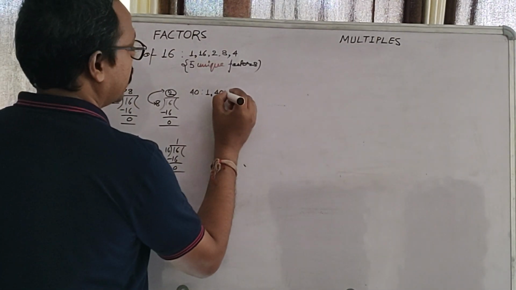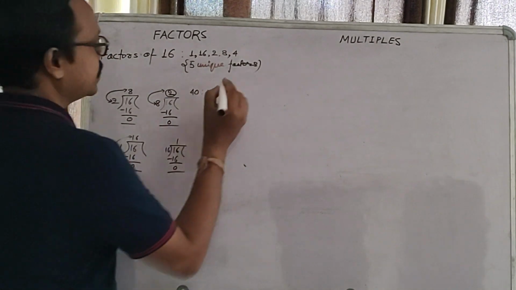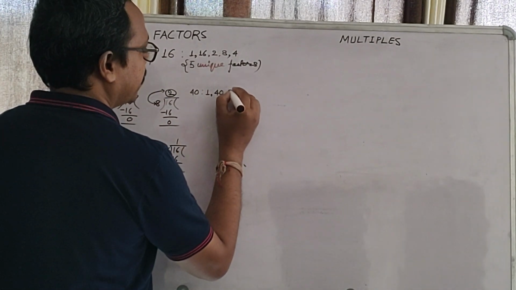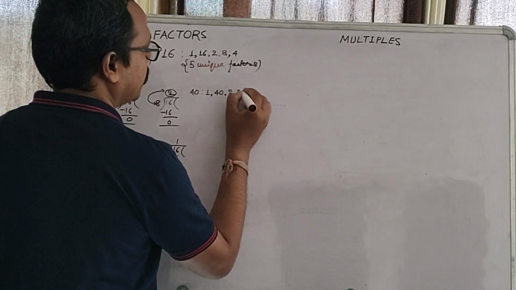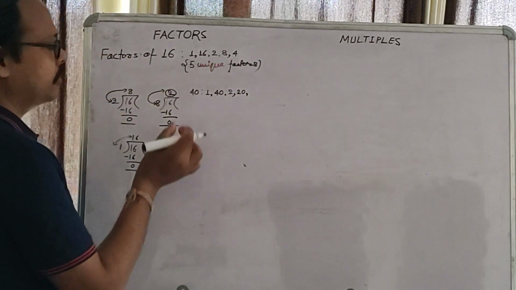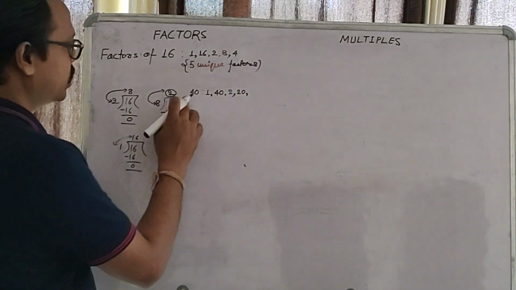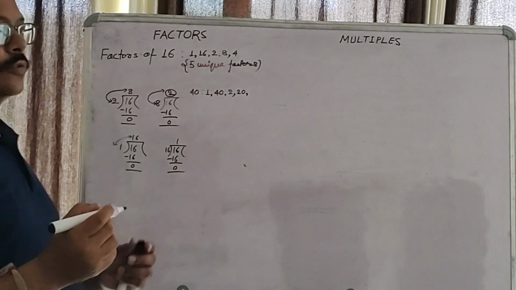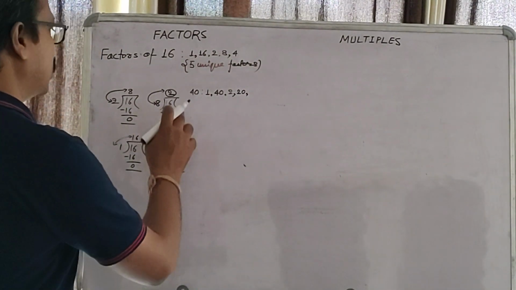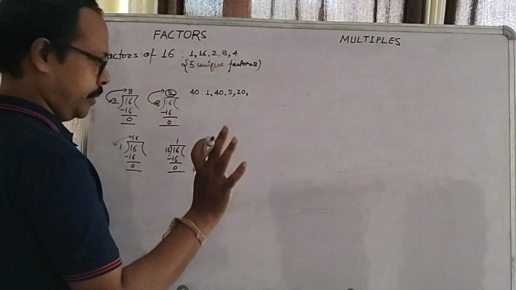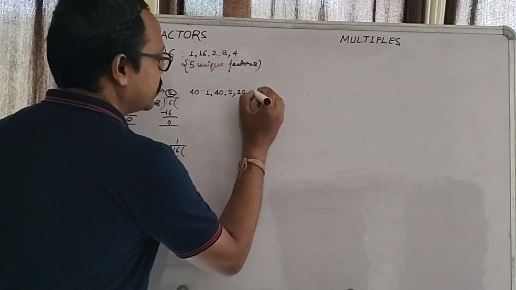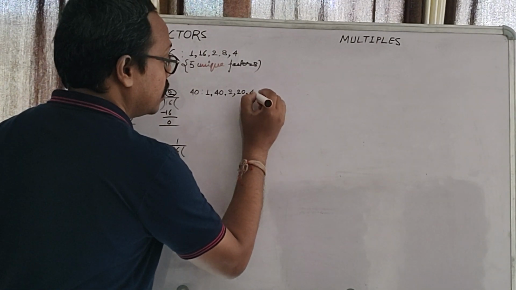So that way, is this number divisible by 2? Yes, it is. What is the quotient we are going to get? 20. Is this number divisible by 3? No, because the sum of the digits is 4 plus 0, that is 4. So this number is not divisible by 3. Is this number divisible by 4? Yes. What is the quotient?